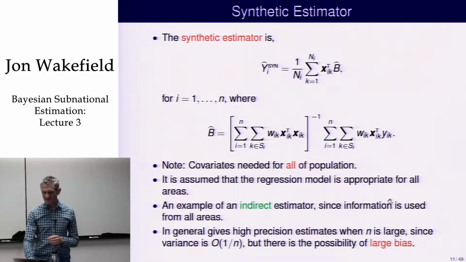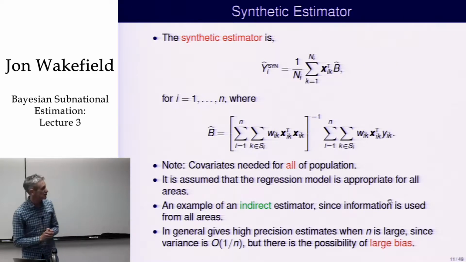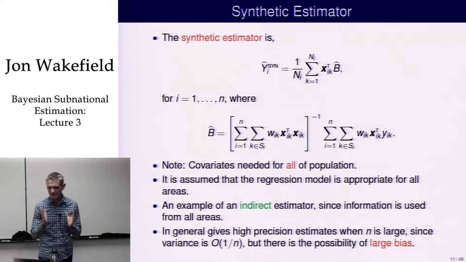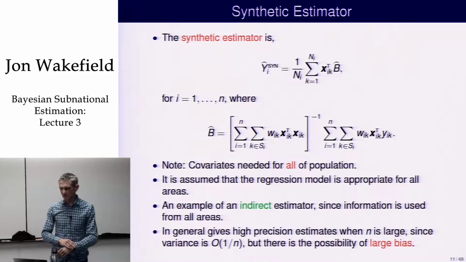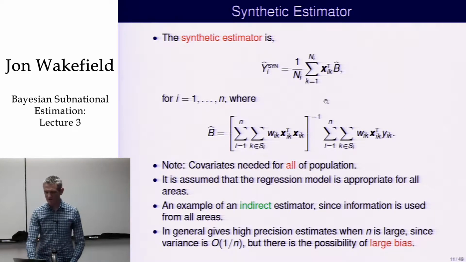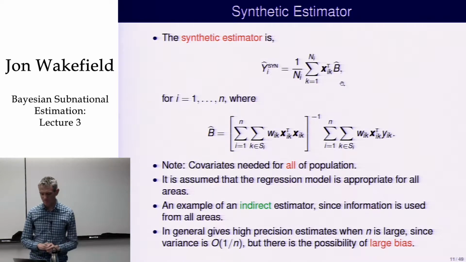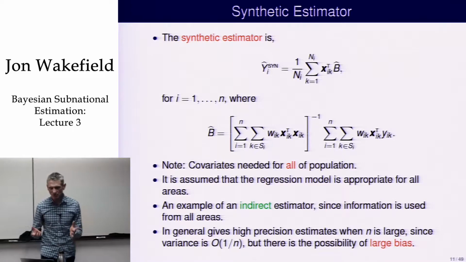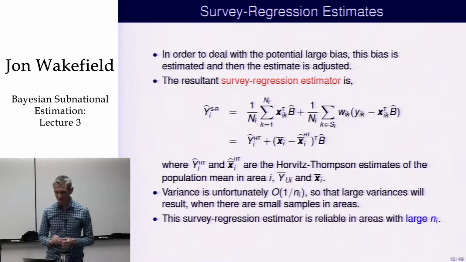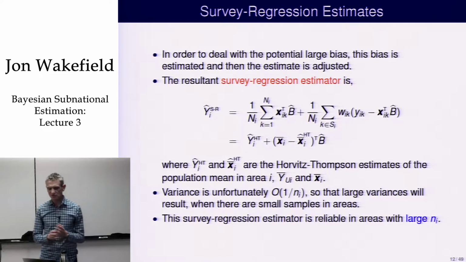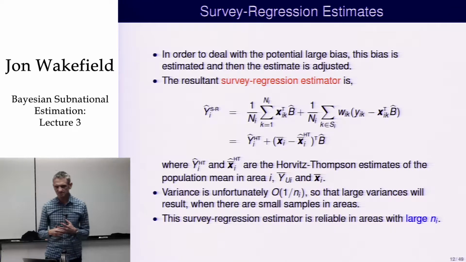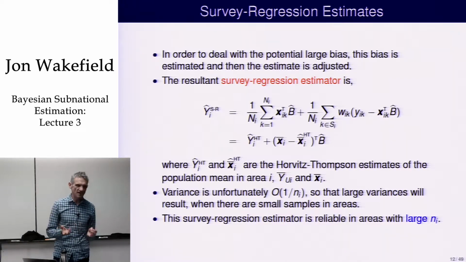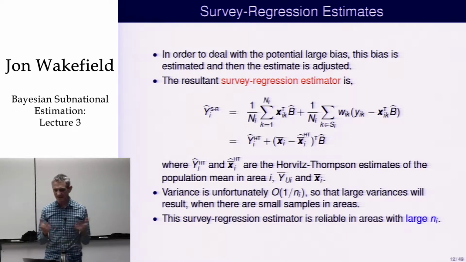So a nice thing about this estimator is that it's got very high precision. Because we're using all of the data to get this regression equation, those regression estimates will typically have low variance, so this will have low variance also. But unfortunately, there's a possibility of large bias because of this assumption of a common model across all areas. So that leads to this so-called survey regression estimator.